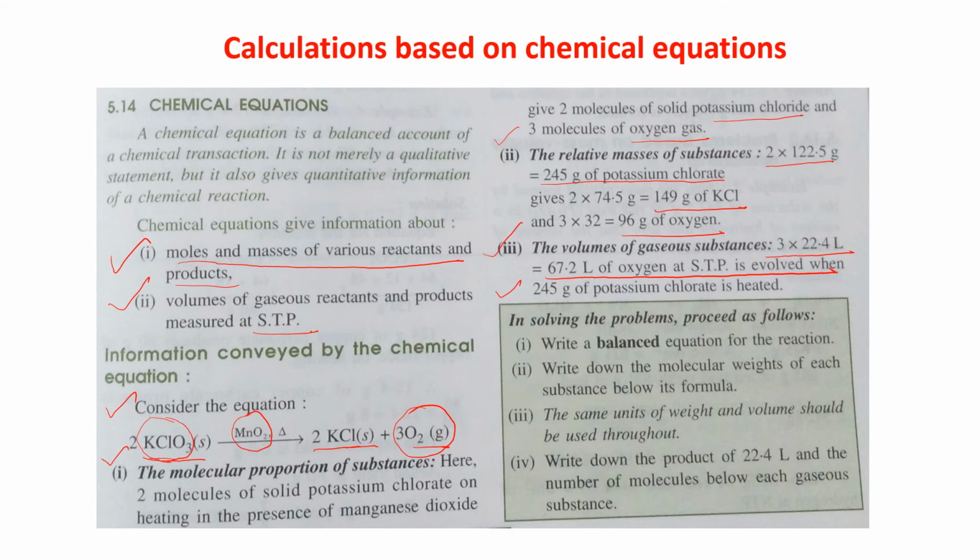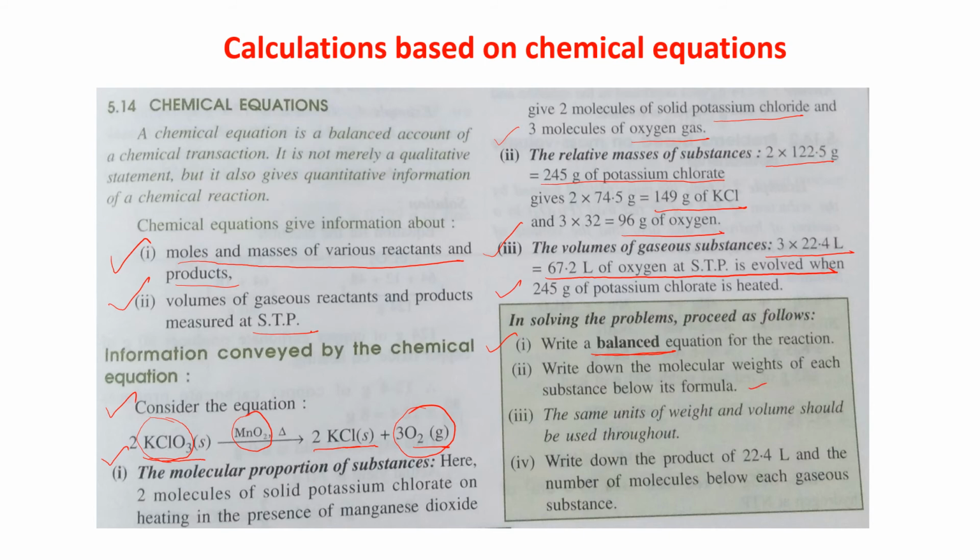In solving the problem, proceed as follows. First, write the balanced equation for the reaction. Now this is very important. Without balancing the equation, if you do the numericals, the numericals will be wrong. You will not get the exact mass. Then write down the molecular weight of each substance below its formula.